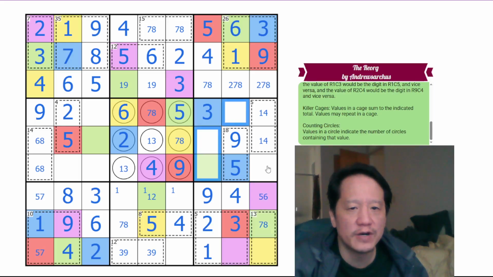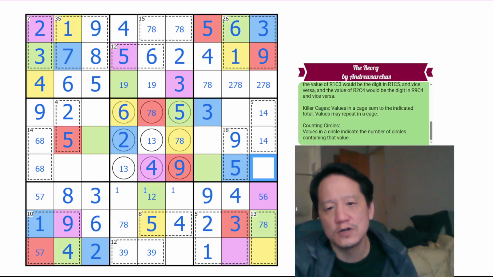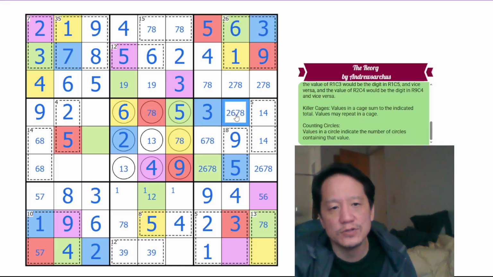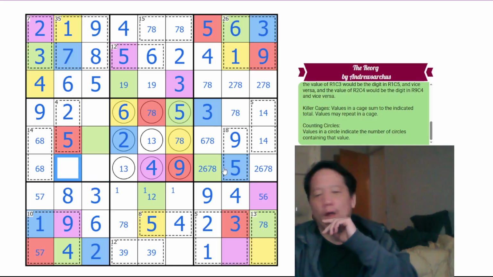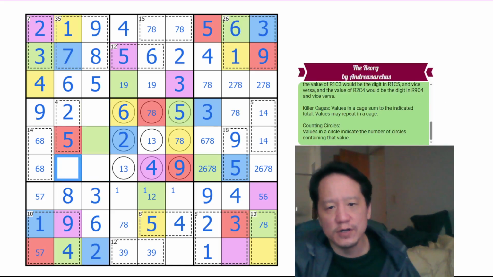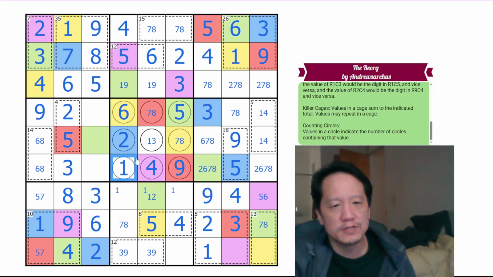Remaining digits of box 6 are 2, 6, 7, 8. And this can't be 2. No 2 or 6 here. This becomes a 7, 8 pair. Remaining digit of column 2 is a 3, which makes this one, which makes that 3.